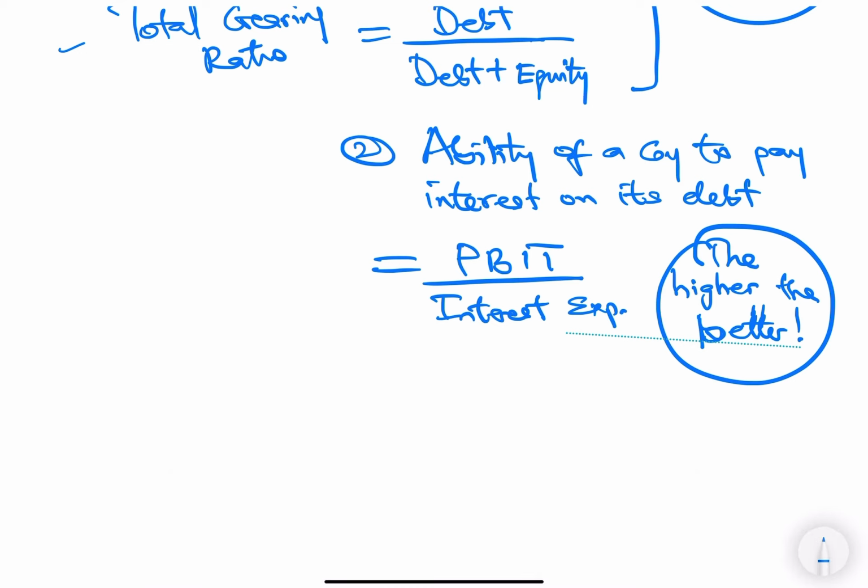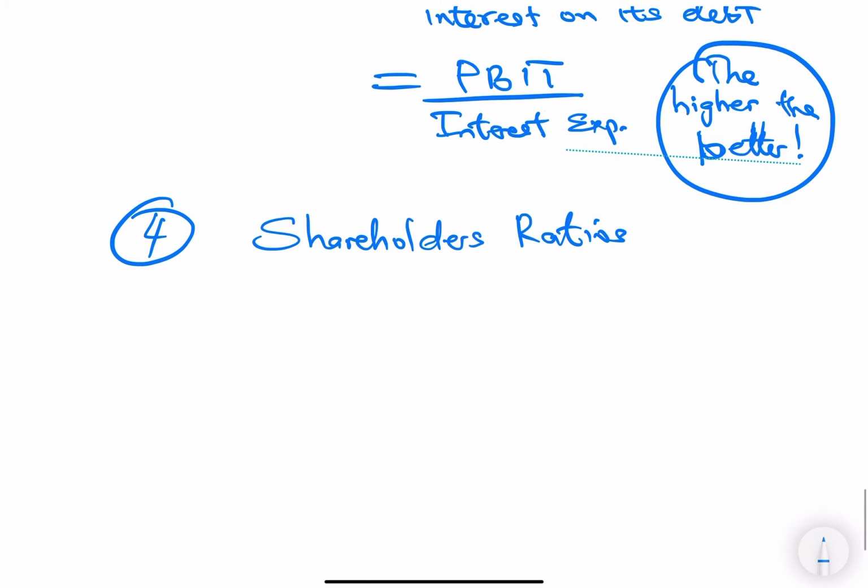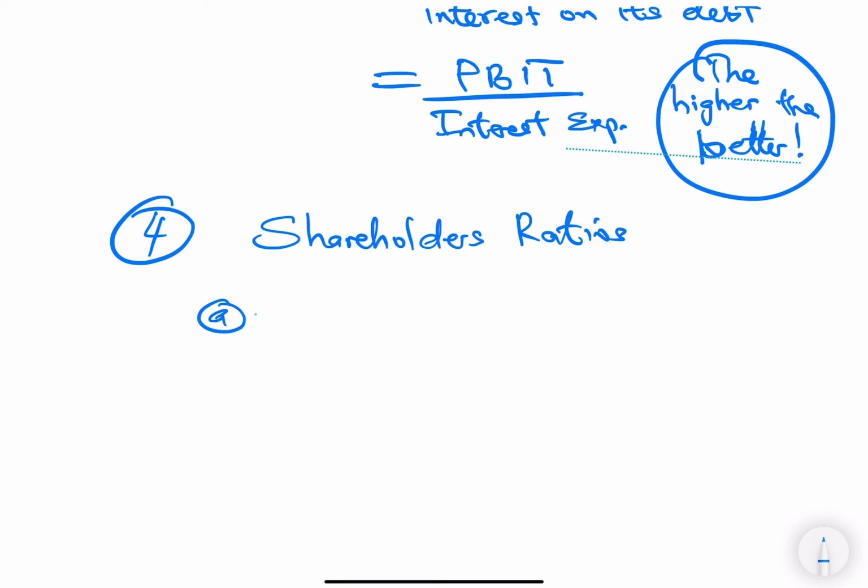The final group is the shareholders ratio or the stock market ratio. And there are a couple of ratios we'll look at here. The first one is the earnings per share. Earnings per share is looking at how much profit is available to ordinary shareholders. Remember, there are preference shareholders, so we are not looking at preference shareholders. We're only looking at ordinary shareholders.